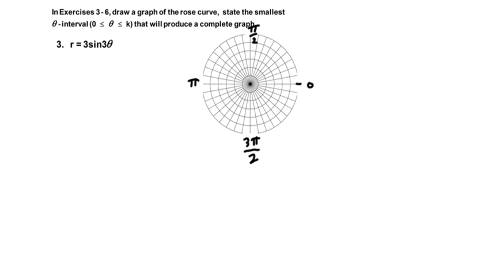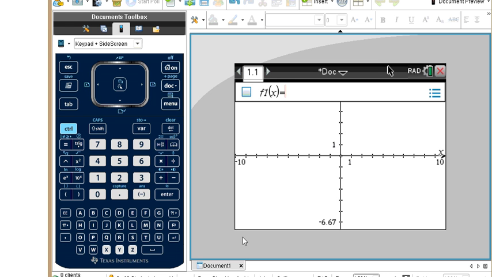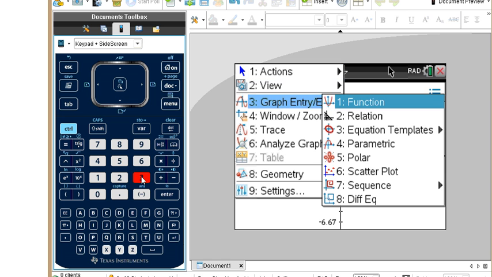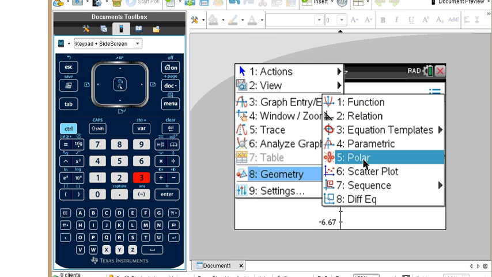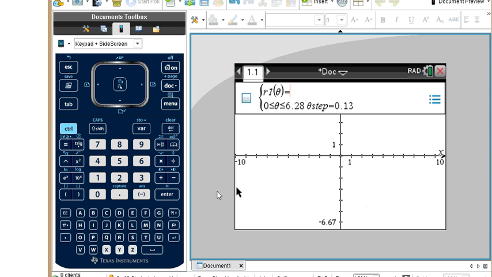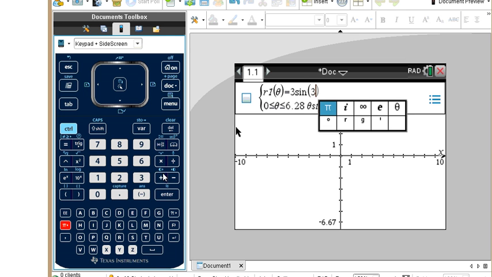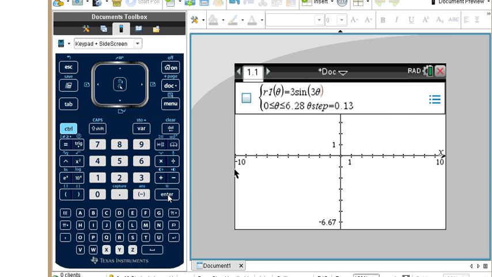So we go to our graphing calculator, and here it is. We go to menu, and we go to 3, graph entry edit, and then we have option 5, polar. And for polar, our equation is going to be r equals 3 times sine 3 theta. So 3, sine, and we go to the pi button down here for theta, and then we just graph and see what this looks like.